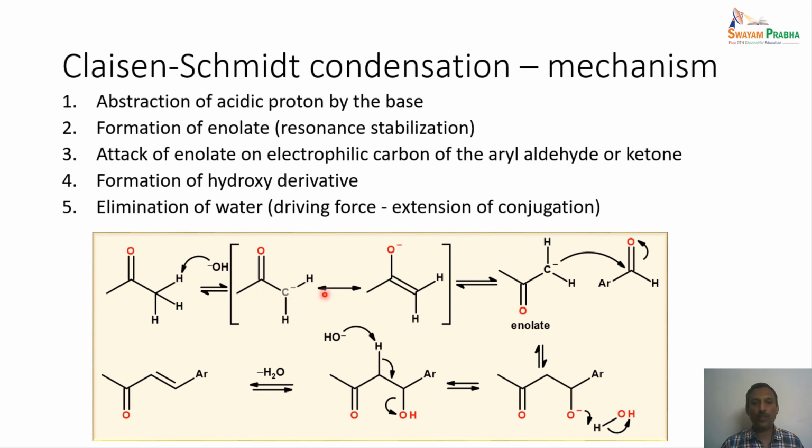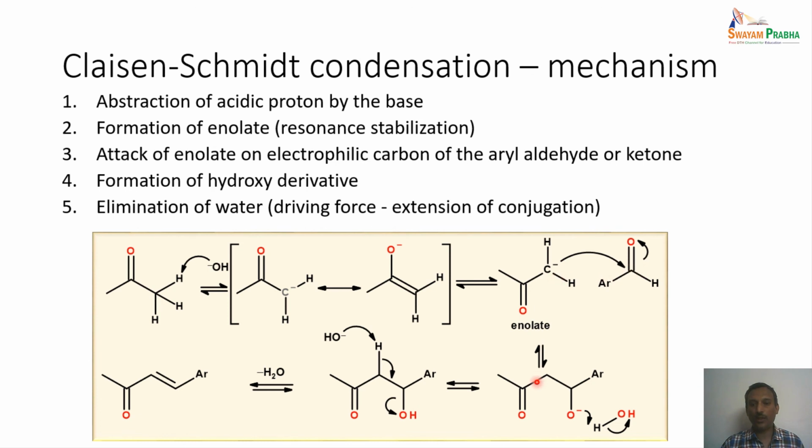This carbanion can be resonance stabilized, with the negative charge residing on carbon, or it can also reside on the oxygen as shown here. So this is the enolate derivative. Once this is formed, this carbanion can now attack the aromatic aldehyde, that is the compound without the alpha hydrogen. This is the one being attacked by the carbanion.